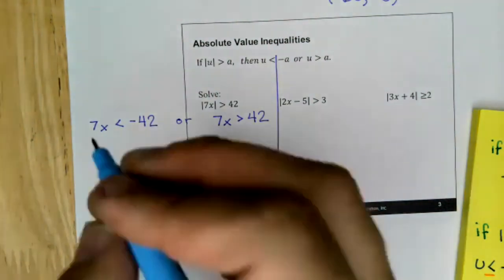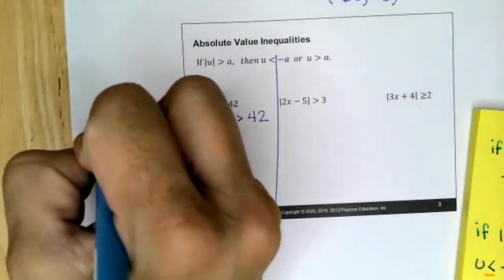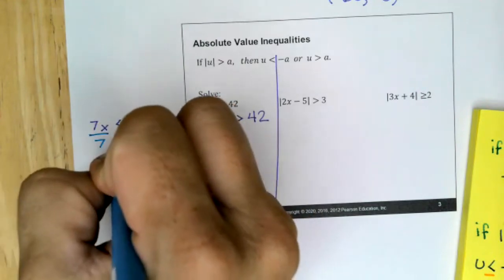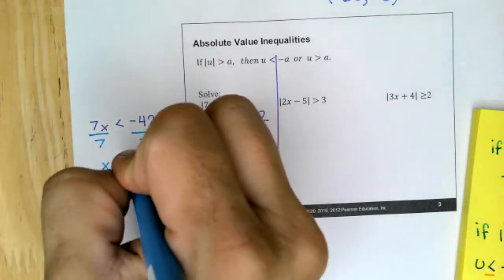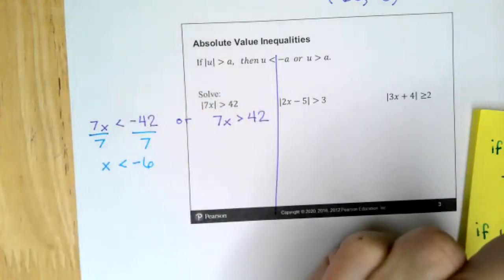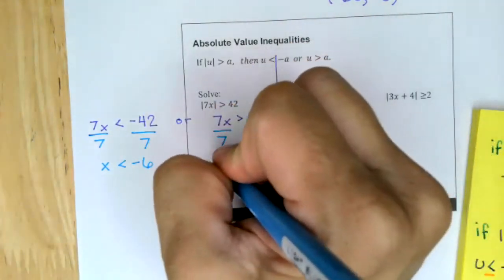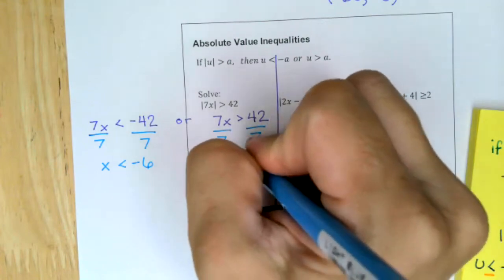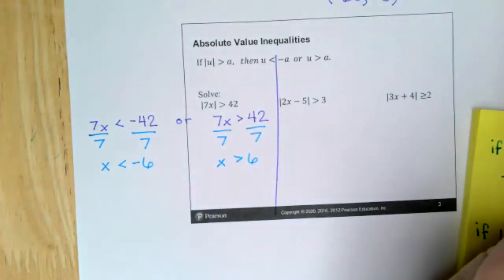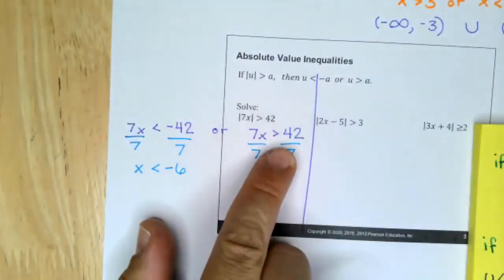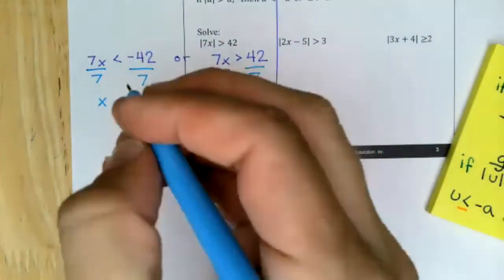Right? Now I just need to solve for x. Divide by 7, divide by 7. X is less than -6. Divide by 7, divide by 7. X is greater than 6. I like to do the less than over here and the greater than over here because it's just a little bit easier to graph usually.